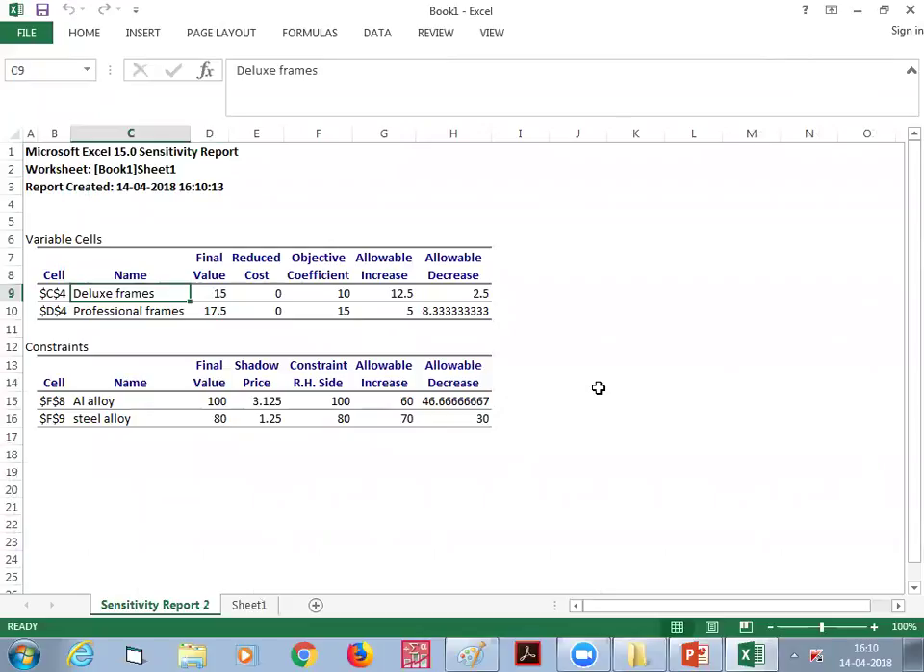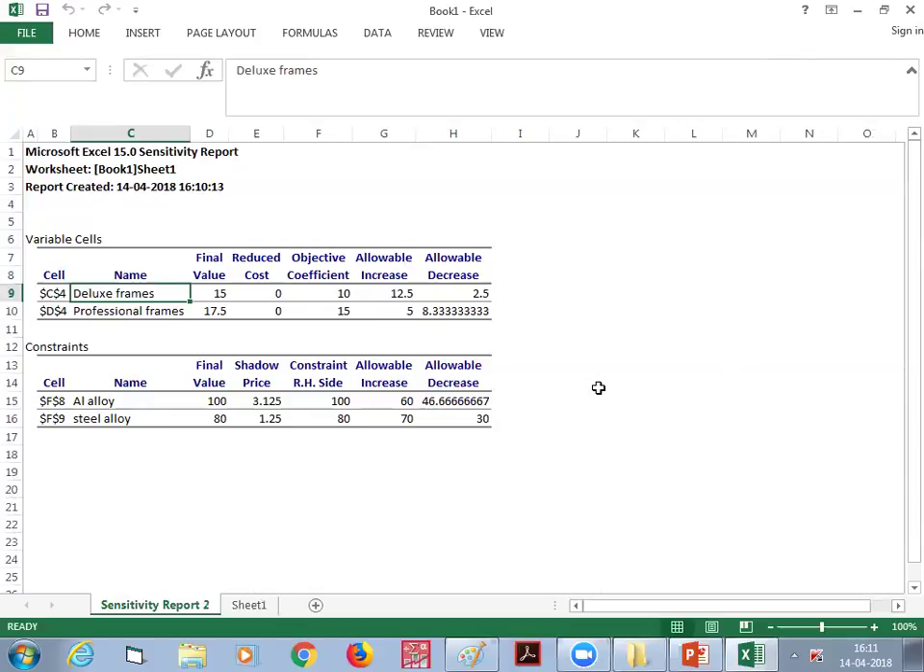Now notice, since both are positive, both have 0 reduced cost. Okay. So if you remember, reduced cost only happens when we don't produce something. Okay. As we'll see, I'll show you when that happens. Now here, in other words, both are profitable. If something wasn't profitable, then it'll end up 0, as we'll see in a moment.